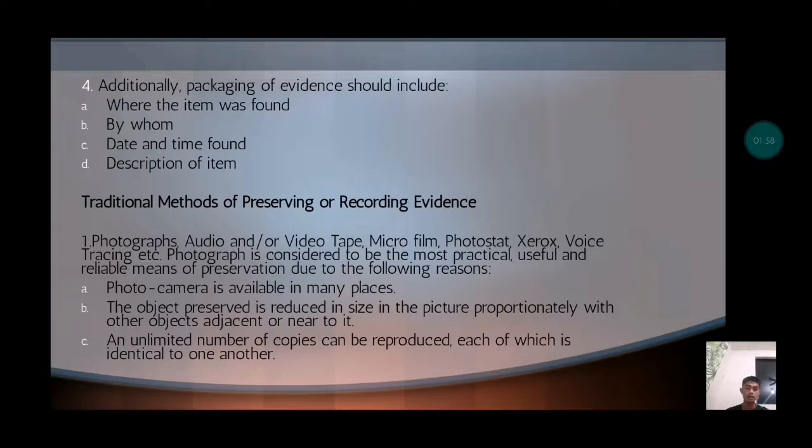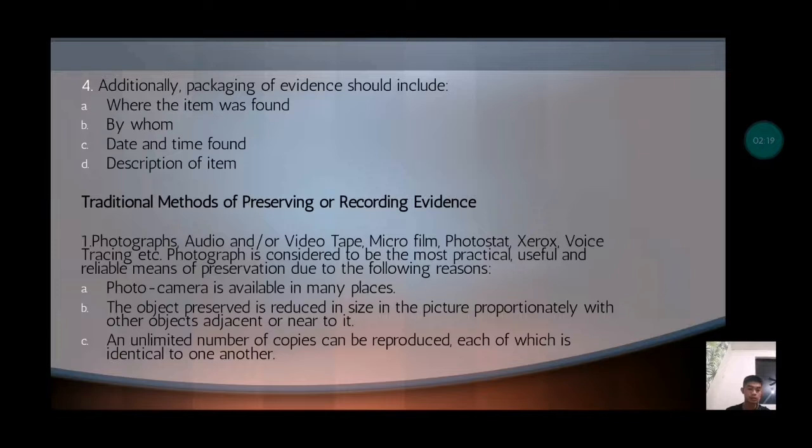So the next is traditional methods of preserving or recording evidence. Number 1 is photographs, audio and videotape, microfilm, photostat, Xerox, video tracing, etc.